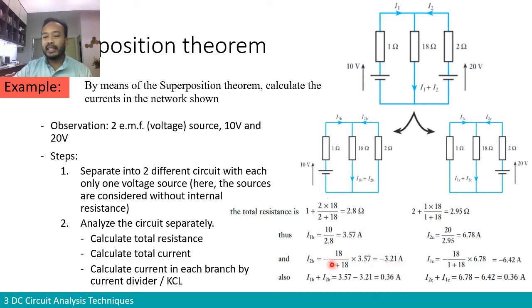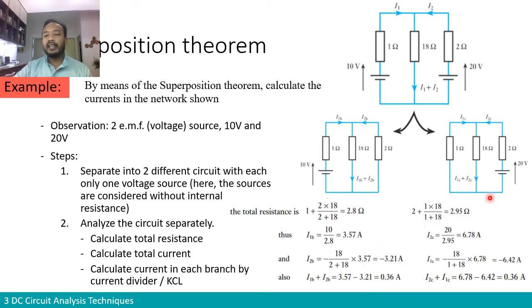So where does the minus sign come from? The minus sign comes from the fact that in KCL, I1B and I2B are in opposite directions. Therefore, I1B plus I2B is just the sum of 3.57 and minus 3.21, which equals 0.36 amps.